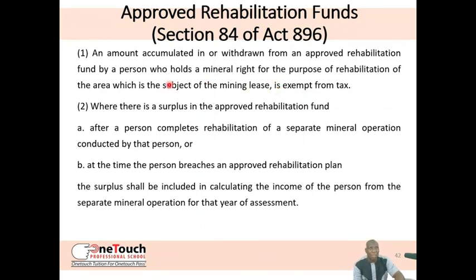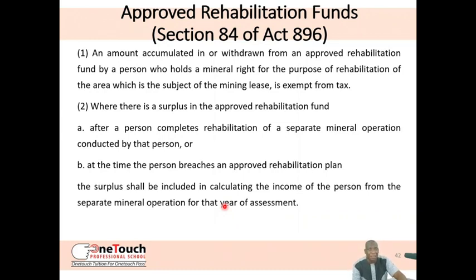Taxation. Now, where there is a surplus in the approved rehabilitation fund, after a person completes the rehabilitation of a separate mineral operation conducted by the person, or the person breaches an approved rehabilitation plan, the surplus shall be included in calculating the income of the person from the separate mineral operation for that year of what? Assessment. So we've said that any surplus in the rehabilitation fund is considered as part of what?